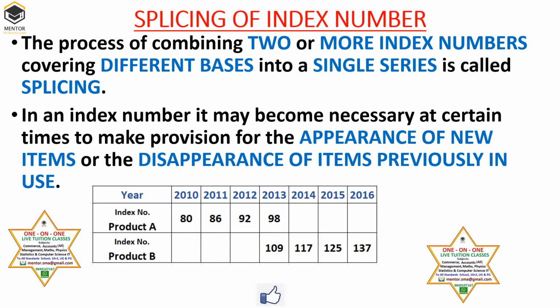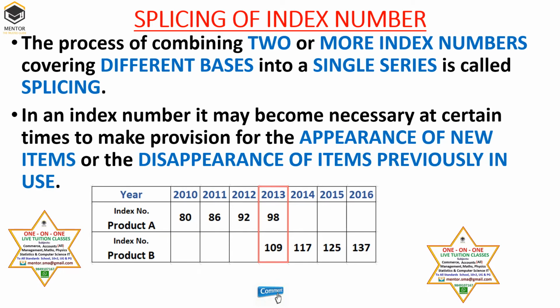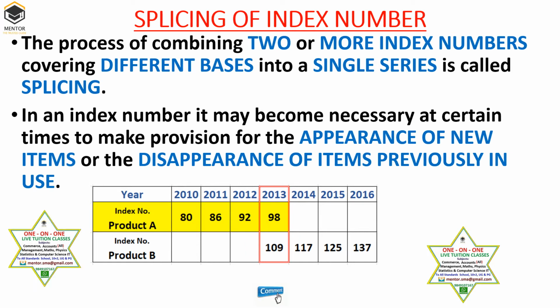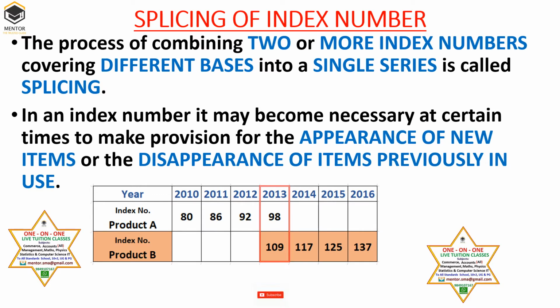Let's consider this data. As you can see, a product A starts in the year 2010 and survives in the market till 2013, and a new product came into the market in the same year 2013. So the intersection year is 2013. Product A survives in the market till 2013 and product B starts in the market in the year 2013. So I can say this might be the reason: the moment product B came into the market, product A disappears from the market.